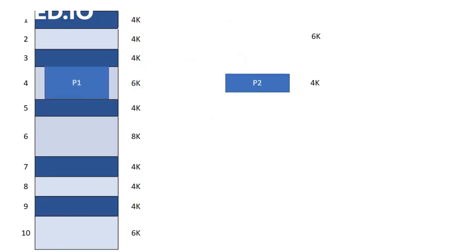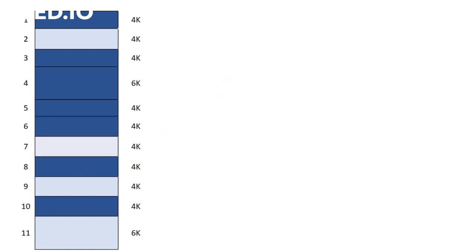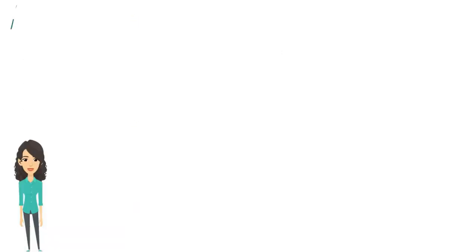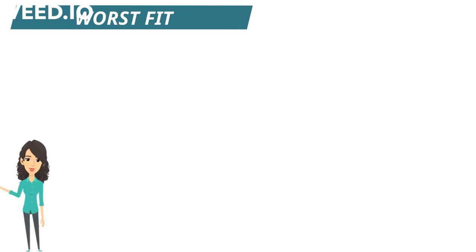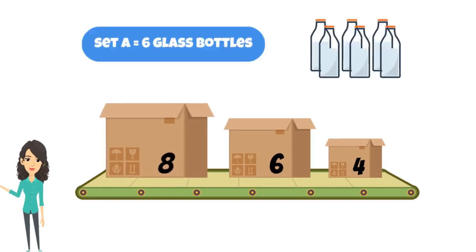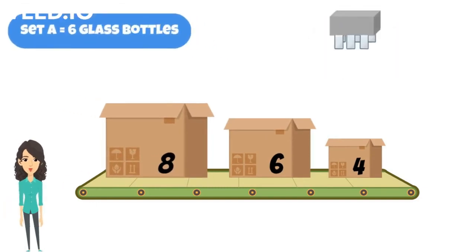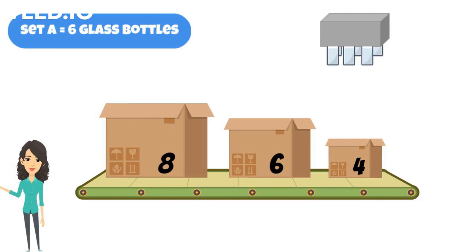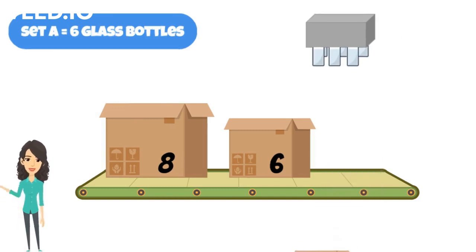Our earlier example is a good way to visualize memory allocation, with the conveyor belts acting as memory, the boxes as partitions, and bottles as processors. In the case of Worst Fit, the glass bottles are allocated into a box with the largest available space. In other words, the process is allocated into a partition with the largest available space.